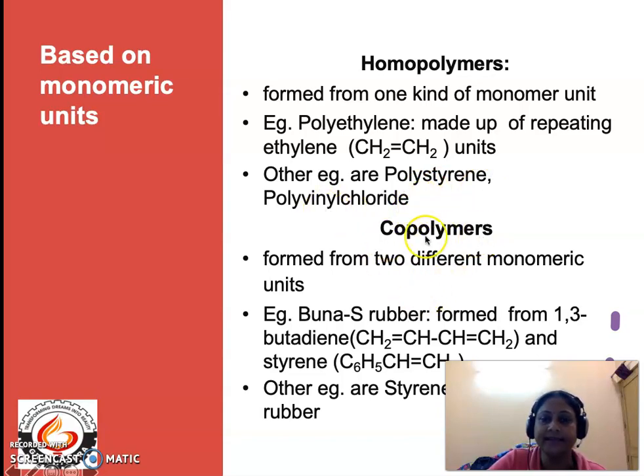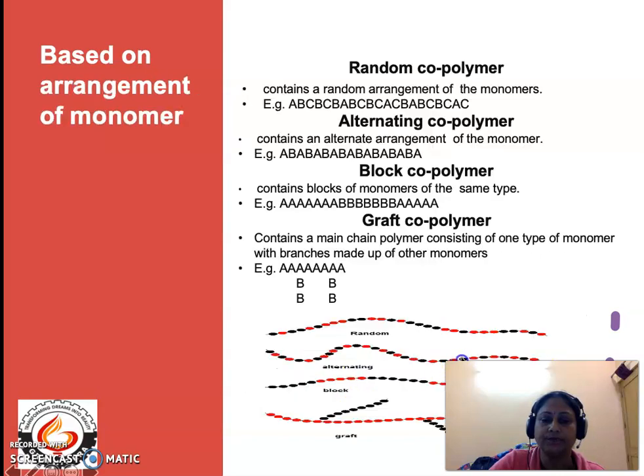Now, the second category is the copolymers. Here the monomeric units are different. That means at least 2 different monomeric units are joined together to form a copolymer. An example is Buna-S rubber, which is formed from 2 different monomeric units. One is 1,3-butadiene, another is the styrene molecule.